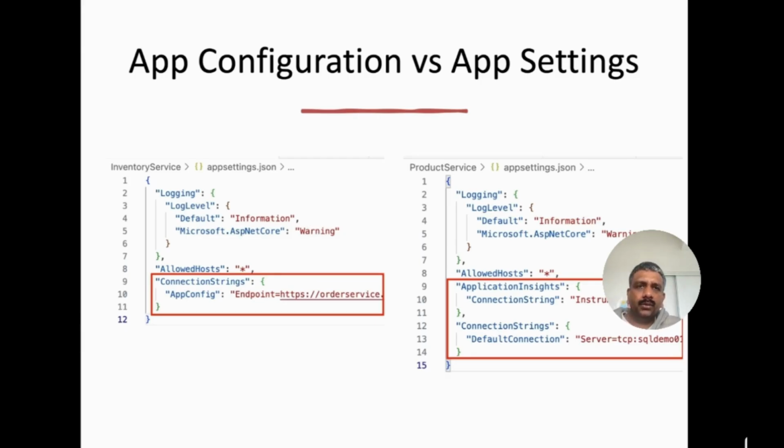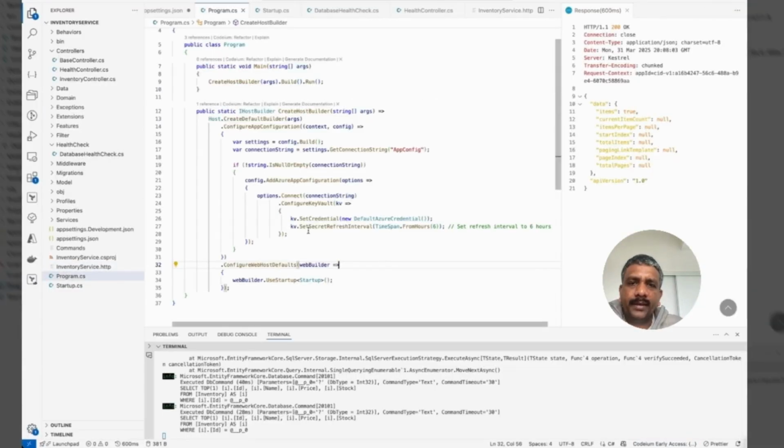Again, let me go to the code. If you see here, I'm setting the refresh interval to 6 hours. So basically, you can make a change and let the application run, and after 6 hours you can expect the latest configuration to be applied in the application.